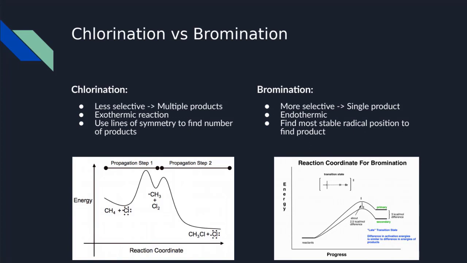And then we also have bromination reactions, which tend to be more selective. You'll only be seeing a single product formed from these reactions because these are more endothermic. They're going to be requiring more energy to form. And because of that, we're going to find that our bromine is only added at the most stable radical position on a molecule rather than just any one like chlorination.